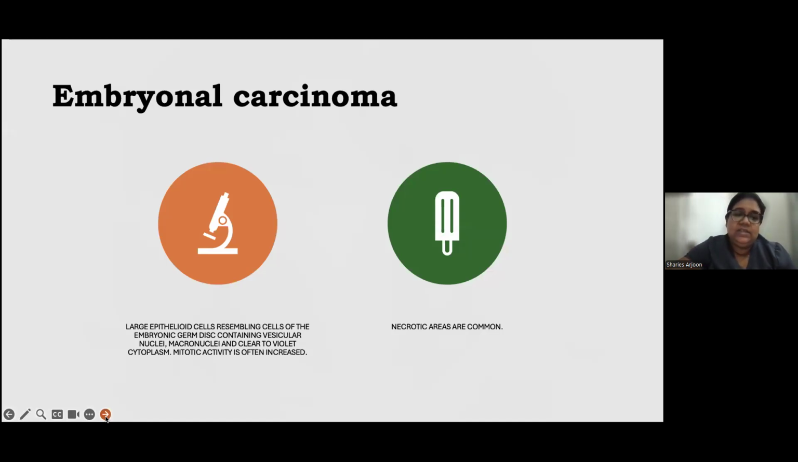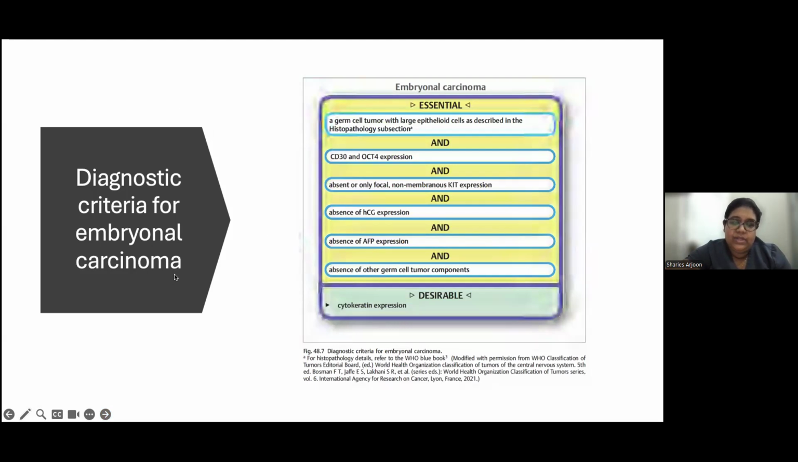Embryonal carcinomas. These are large epithelioid cells resembling cells of the embryonic germ disk containing vesicular nuclei, macronuclei, and clear to violet cytoplasm. Mitotic activity is often increased, and necrotic areas are common. So the diagnostic criteria for embryonal carcinomas would be a germ cell tumor with large epithelioid cells and CD30 and OCT4 expression, absent or only focal non-membranous KIT expression, the absence of HCG expression and the absence of AFP expression, the absence of other germ cell tumor components. The desirable features would be cytokeratin expression.